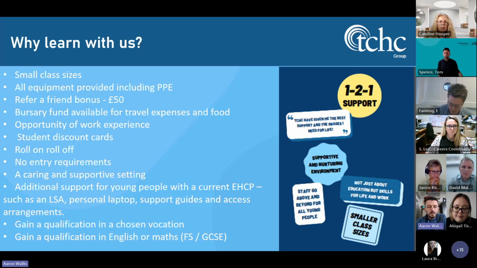We support young people that might have additional needs. So we have quite a big learning support staff team, which might support young people with an education, health and care plan that need that more tailored support. We might be able to put on that 1-to-1 if they need it, or 2-to-1, depending on what their plan states. All young people are enrolled onto a vocation as their main aim, and then English and Maths comes alongside it, and that's functional skills or GCSE, depending on what they leave school with.